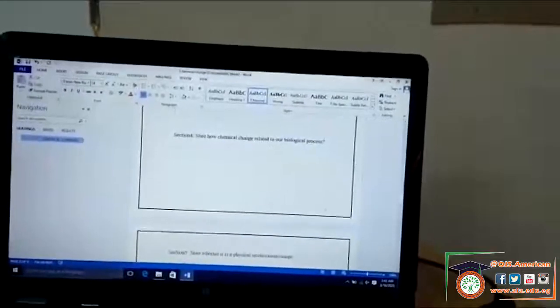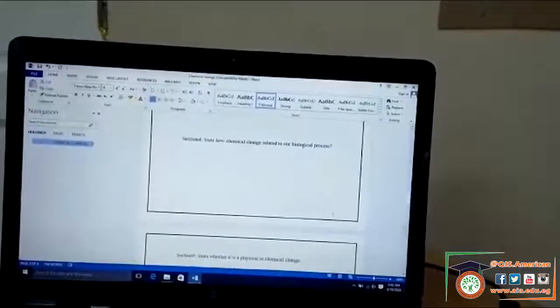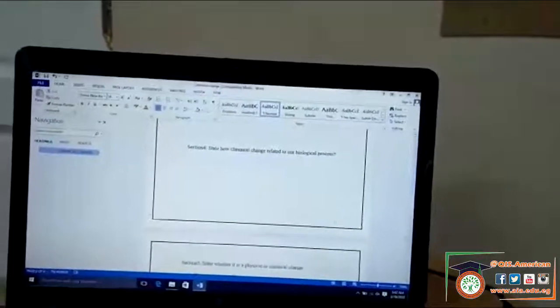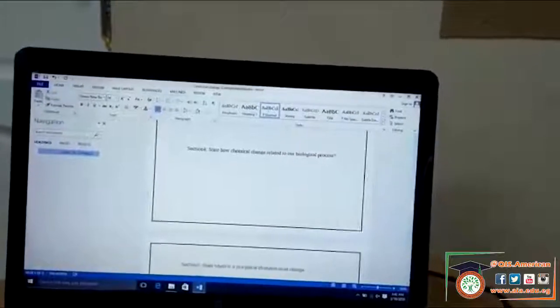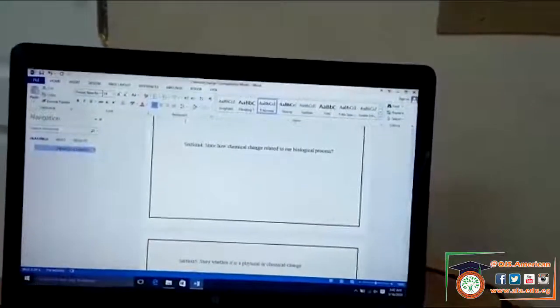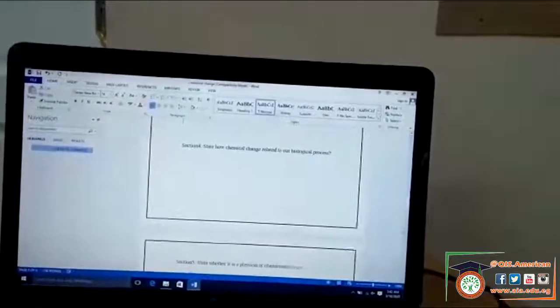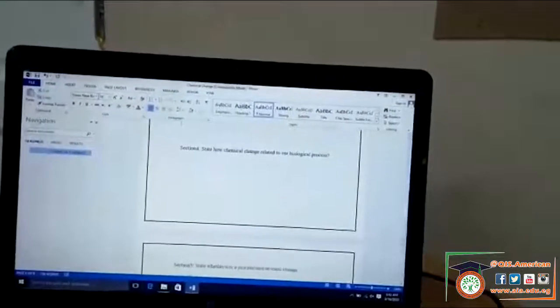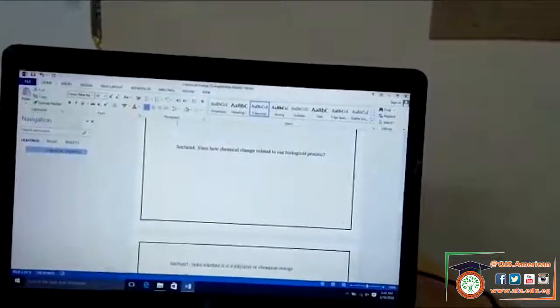Plants take what? Plants take carbon dioxide. Yes, carbon dioxide from the air. Yes, water from the soil, and gives us what? Glucose and oxygen. So you write for me the equation. Write for me the equation for the photosynthesis.